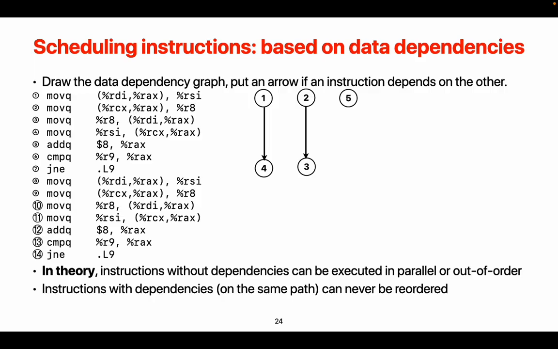Now, looking at instruction 6, is it depending on someone? Who is that? Instruction 5. How about instruction 7? Who is it depending on? 6, right? Now, instruction 8. Who is it depending on?